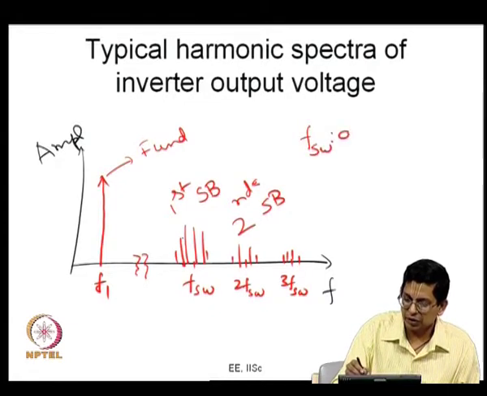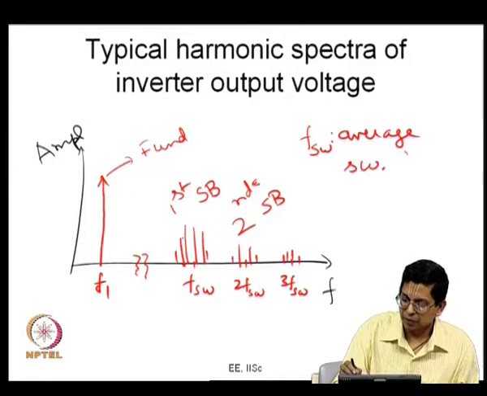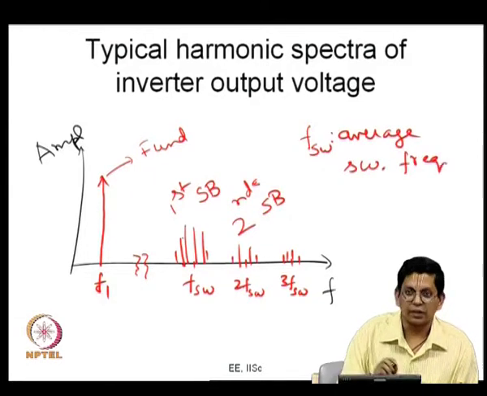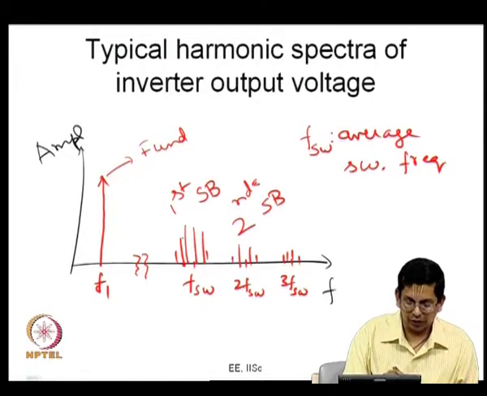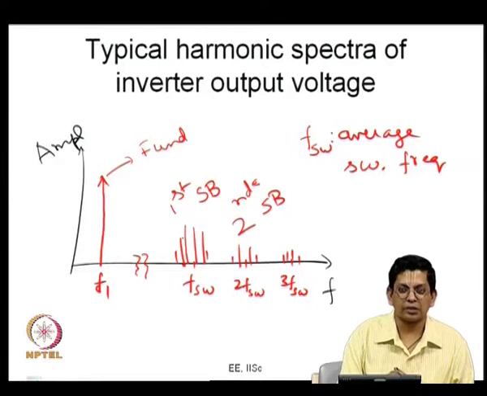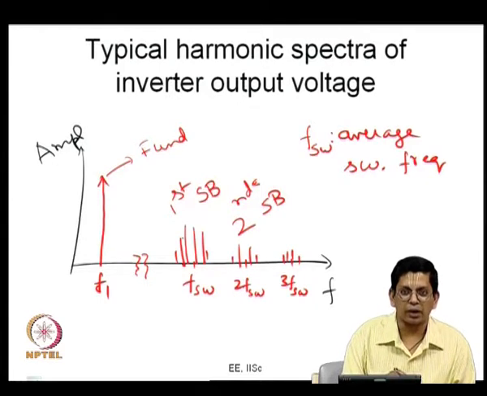FSW is the average switching frequency. So, what is that average switching frequency? If I talk of conventional space vector PWM or sine triangle PWM or any continuous modulation method, then that FSW is directly equal to the carrier frequency itself. It can be directly equal to FC itself.